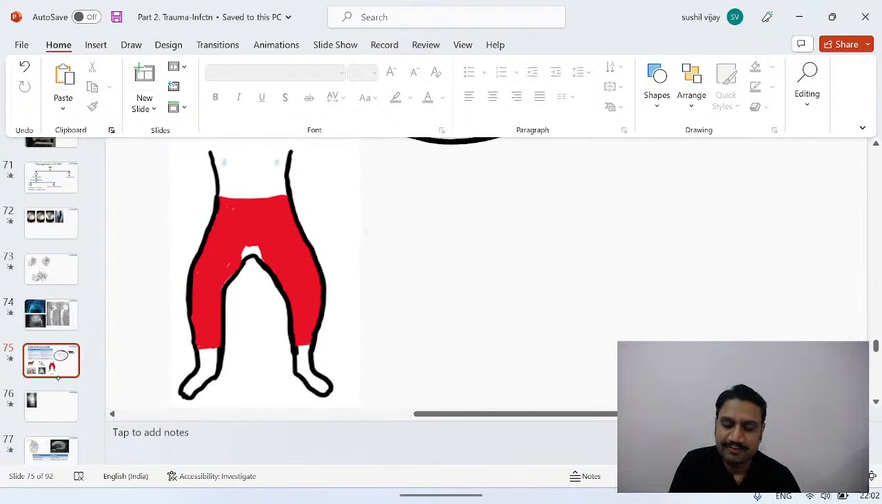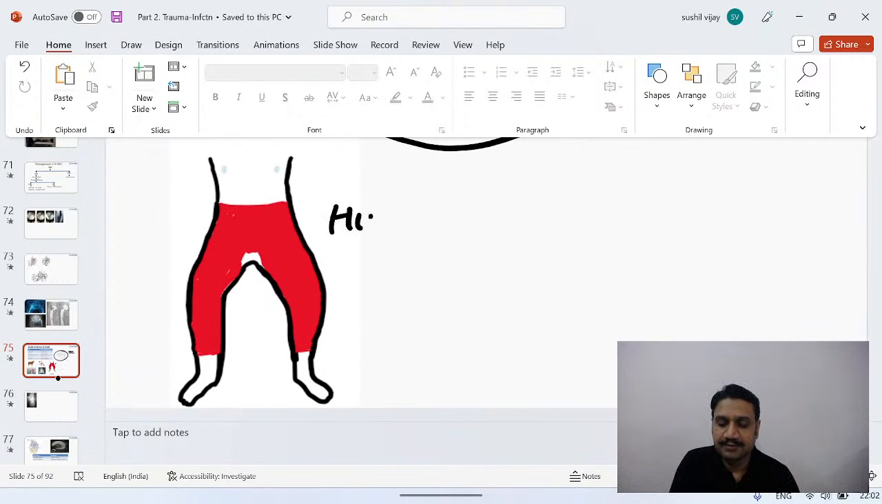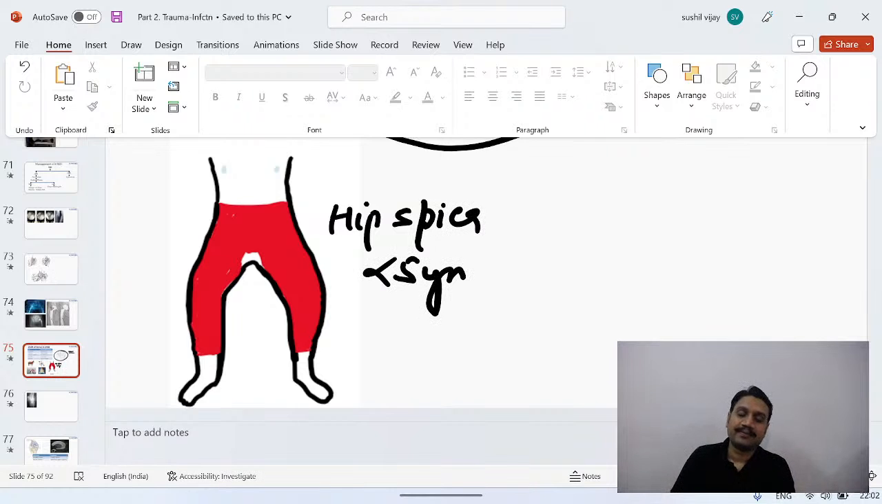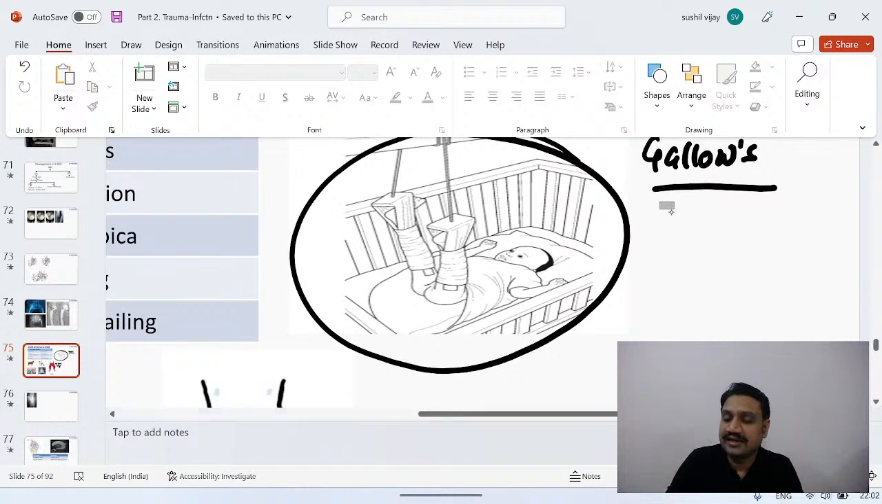And then you have this kind of picture. It is known as what? The hip spica. Where do we use hip spica? In any child less than 5 years of age for fracture shaft of femur. Gallows will be used in any child less than 2 years of age.